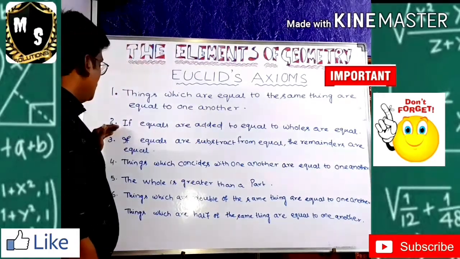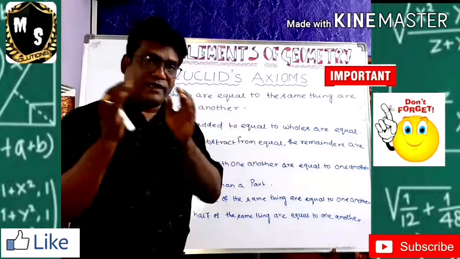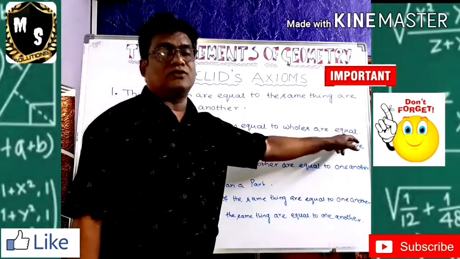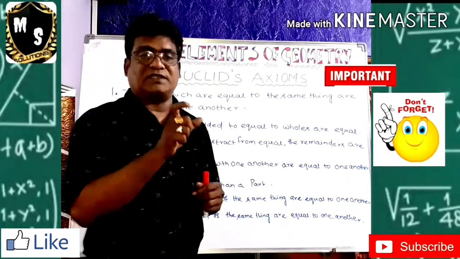Next, if equals are added to equals, the wholes are equal. One is added to the other, and the whole will also be equal, according to the measurement of the first and the second.